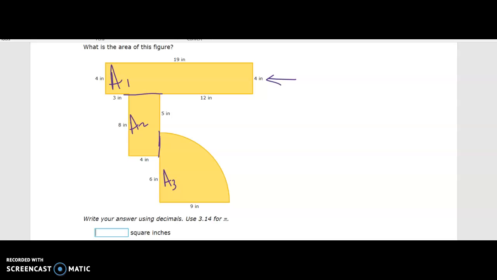So we have base times height here. And the base is going to be 19. And the height is going to be 4, which would be 76.